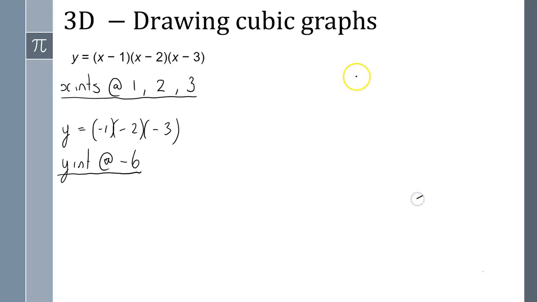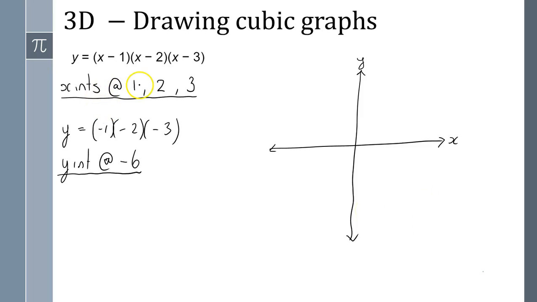Okay, I'm going to draw my Cartesian plane. So any sketch, we need arrows on the end, x and y's. Okay, and I'm going to mark through my x-intercept. So we've got 1, 2, and 3. And my y-intercept is at -6, right down here.